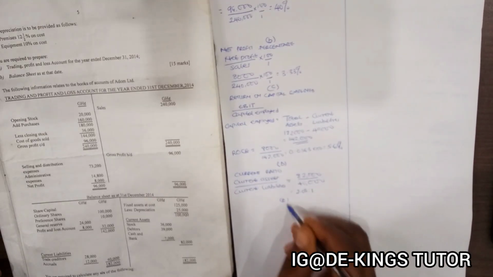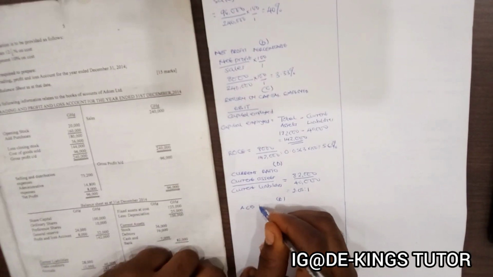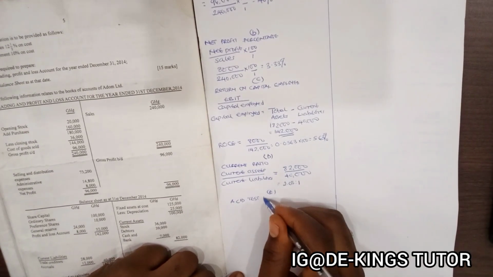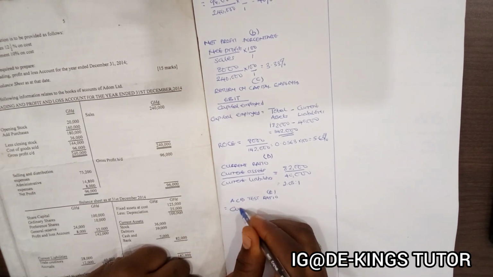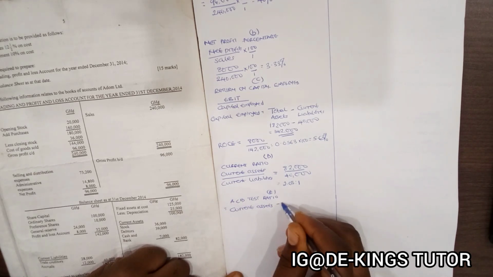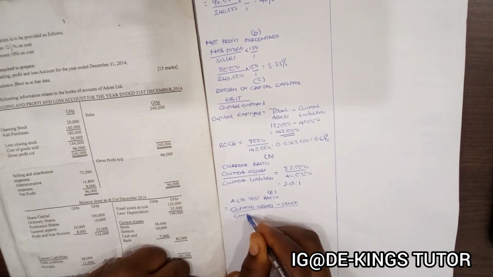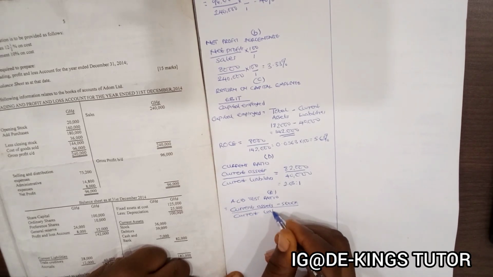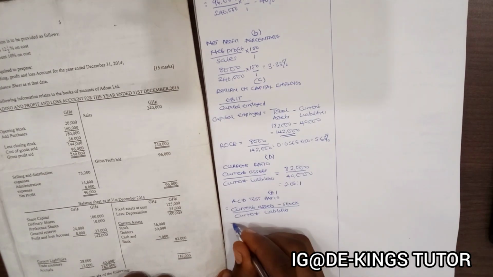So if we have E, acid test ratio, it will be the current assets minus stock over the current liabilities. Current assets minus stock over current liabilities.